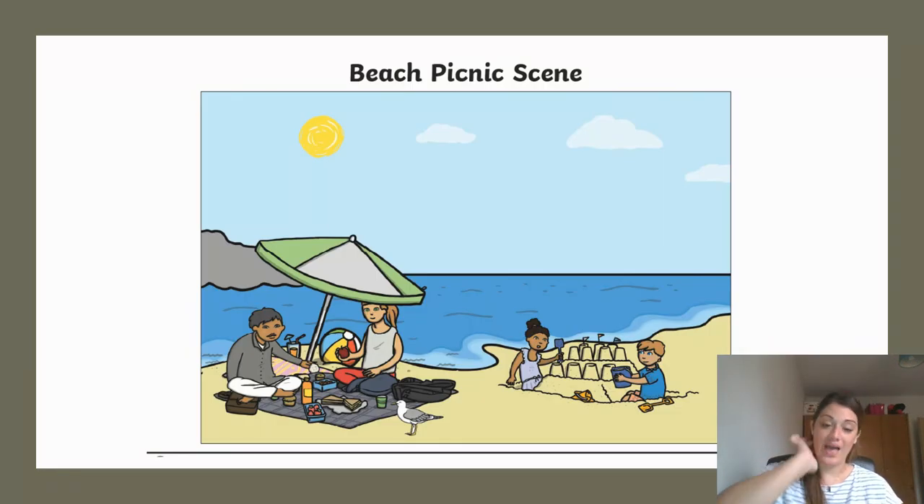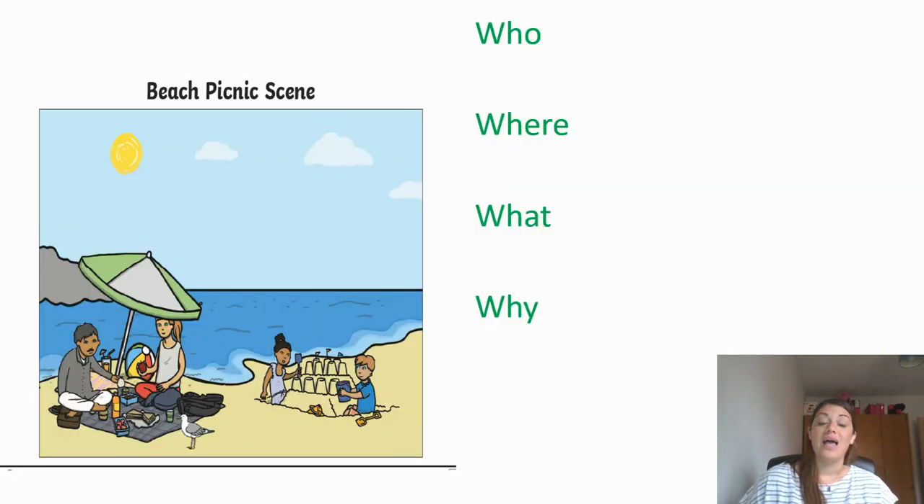Okay, here we have another exercise, children. So we're going to take a closer look at this scene and we are going to write a few questions related to this picture's beach picnic scene. And before I share with you the sentences I have prepared for you, I would like you to get your mini whiteboard and write 4 sentences. One starting with who, another one starting with where, another one starting with what, and another one starting with why.